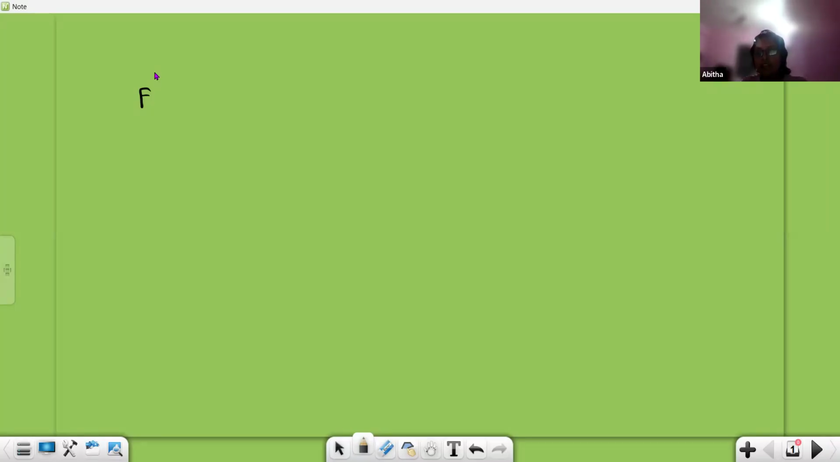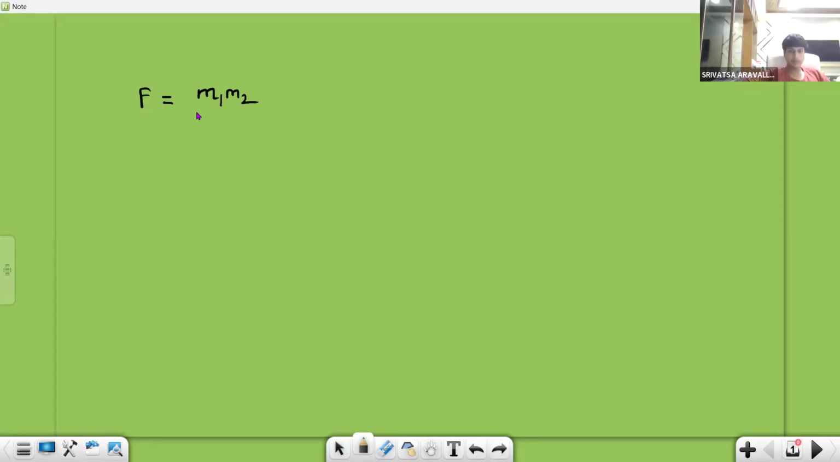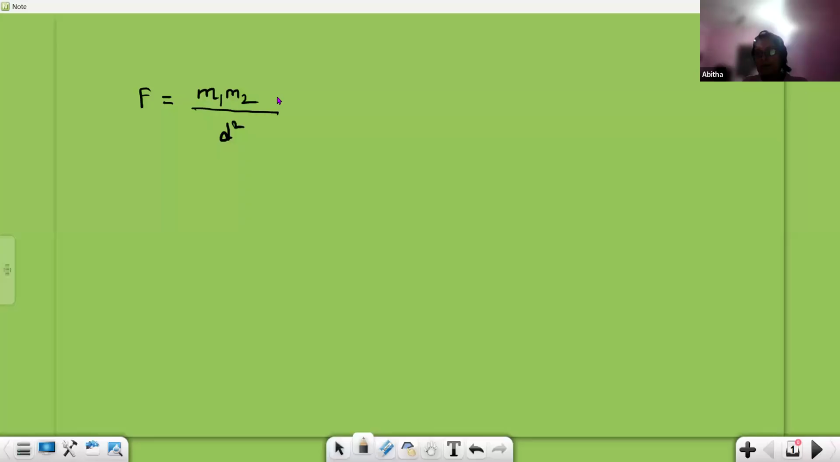So we have indicated the gravitational force of attraction with F, and it is directly proportional to the product of masses. Very good. You can consider M1 and M2 or else capital M and small m, it doesn't matter. Just you should know that it is the product of two masses, and inversely proportional to the square of distance.